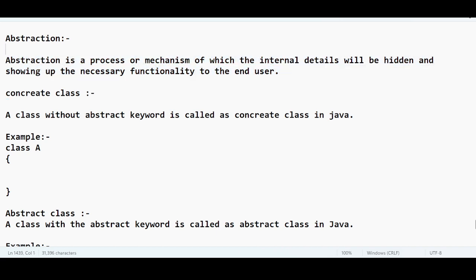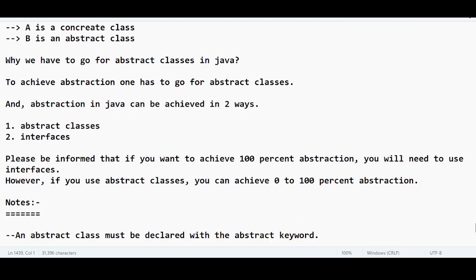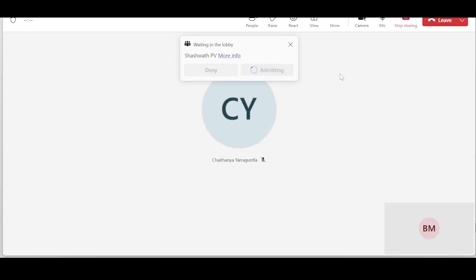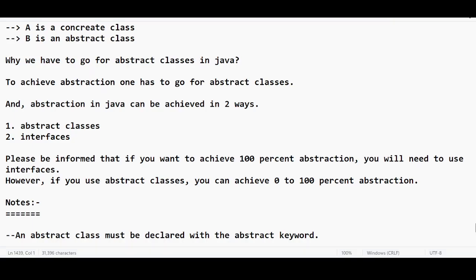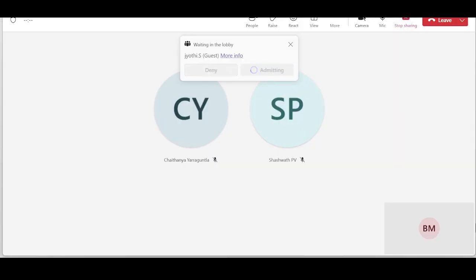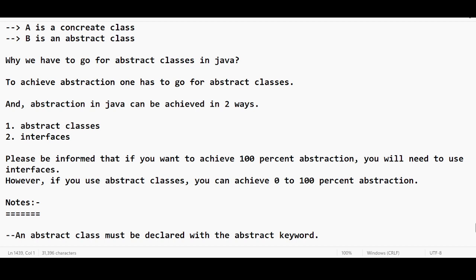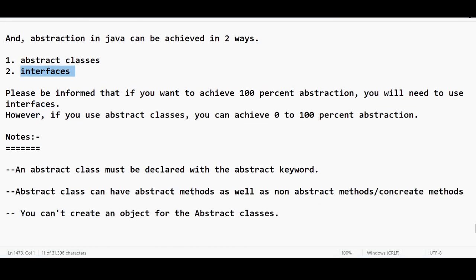You can get a follow-up question like how to achieve abstraction in Java. To achieve abstraction, you can use abstract classes or interfaces. When you use abstract classes, you may or may not achieve 100% abstraction, but when you use interfaces, you can achieve 100% abstraction. But what does it really mean to achieve abstraction? That part we will discuss.